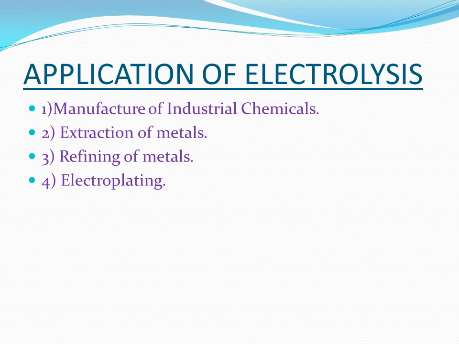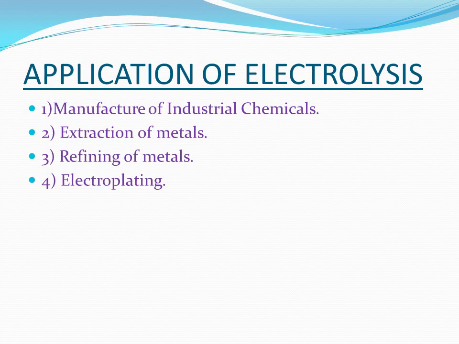First, manufacture of industrial chemicals. In this method, chemicals can be extracted. For example, sodium hydroxide, NaOH: we can separate sodium and hydroxide. Then we can separate chlorine gas also in that form. So various elements can be taken out due to electrolysis.